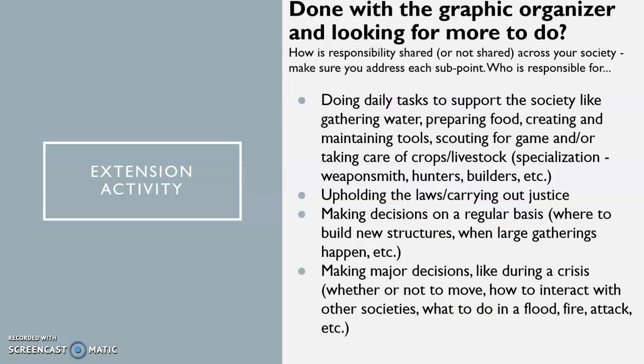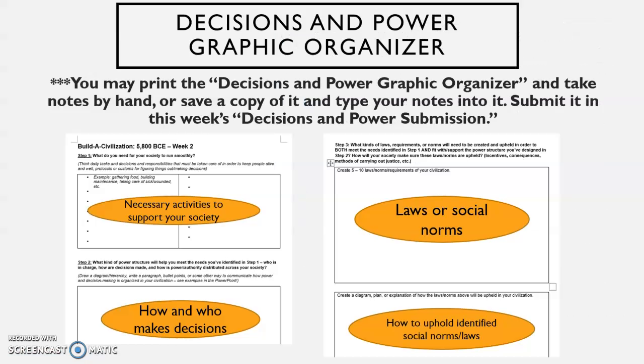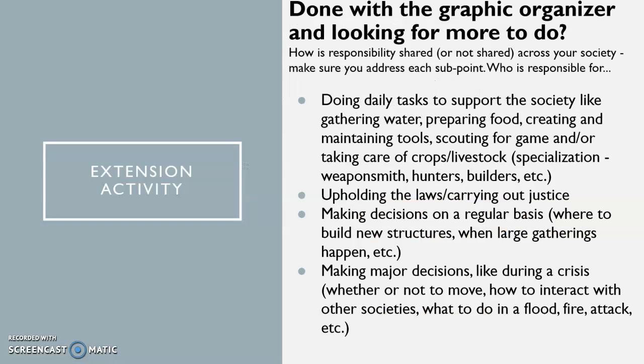Okay. So then if you get done with all that and you want more to do, the fourth one is daily tasks to support the society. So how is responsibility shared across your society? Make sure you address each subpoint. Who is responsible for doing daily tasks to support the society, upholding the laws, carrying out justice, making decisions on a regular basis, or making major decisions like during a crisis. So the first three are the ones that are the assignment for the week. But the fourth one is the extension. Okay, so just to clarify that. All right, and have fun with it. I look forward to seeing what you guys come up with.